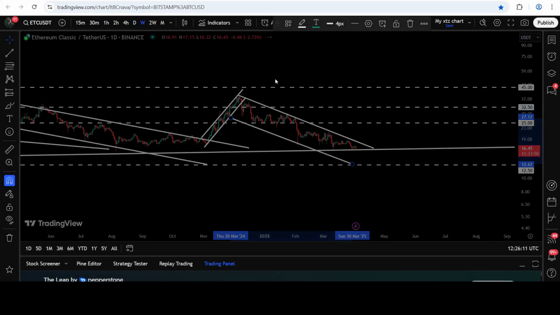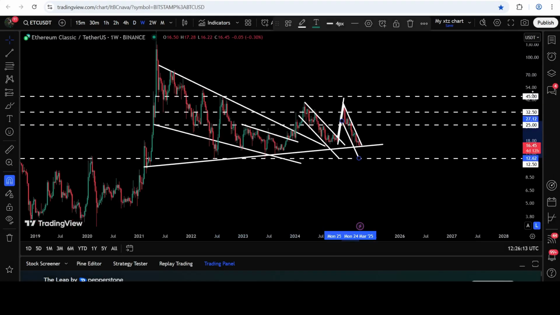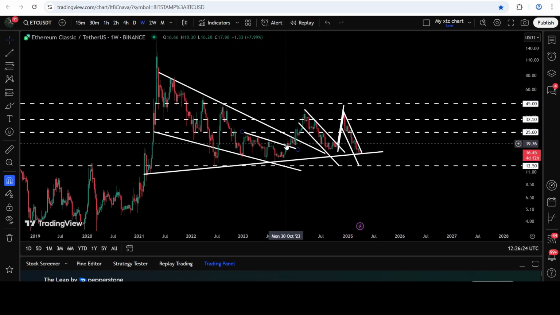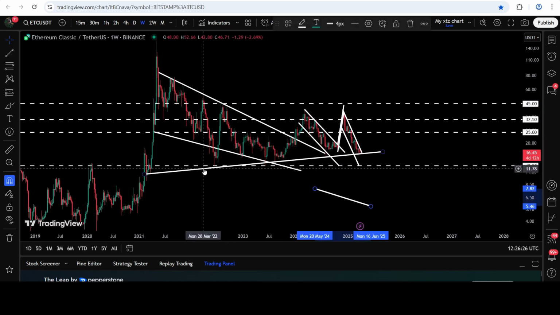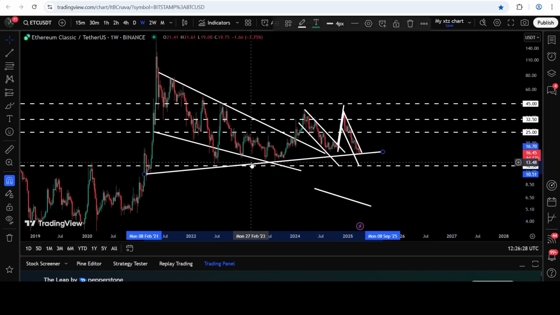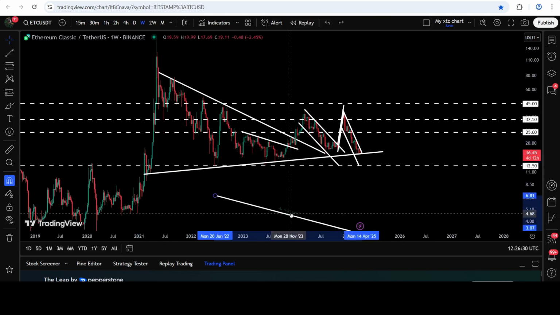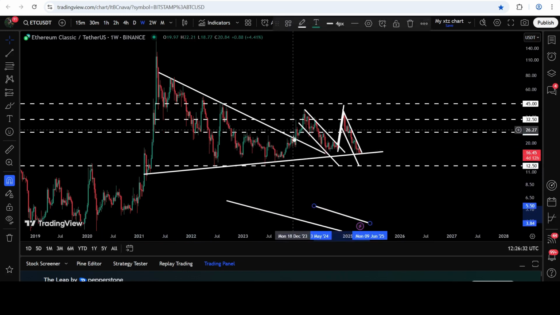If you take a look at the weekly time frame chart, you can see that this $45 has been working as a very strong resistance here and support here. Therefore, again, it can work as a strong resistance for the price line of Ethereum Classic. And by the way, here on the 7-day time frame chart, you can see that we have already broken out this big falling wedge pattern. And at the same time, we also broke out this big symmetrical triangle as well.